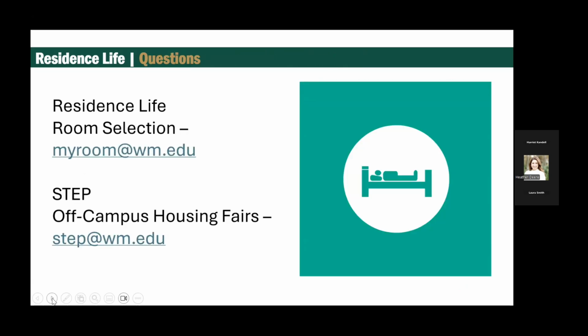If anybody has any questions after this presentation today about room selection, we encourage folks to email myroom@wm.edu. And if folks have specific questions about the off-campus housing fairs, they can reach out to our STEP office at step@wm.edu.